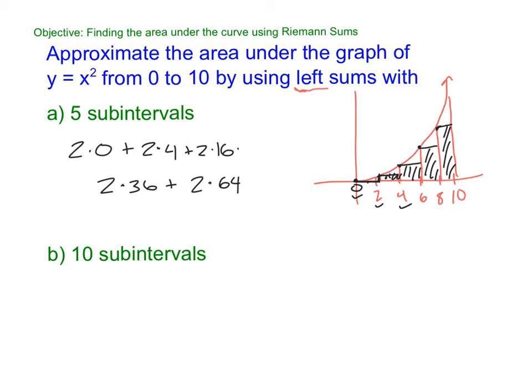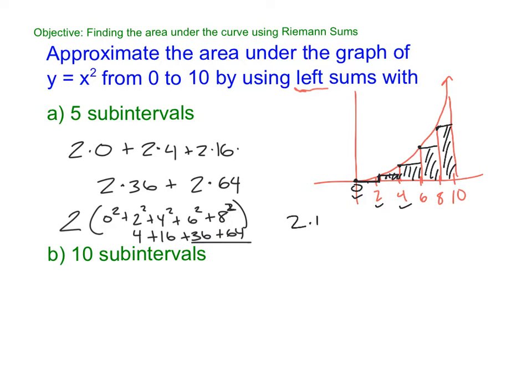So notice there is an easier way to do this. There's a 2 everywhere. So what I usually do is factor out the width for all of them, and then 0 squared plus 2 squared plus 4 squared and so on. So 2 squared, 4 squared, 6 squared, and 8 squared. And so we're just going to use that. We can plug it in the calculator or use our brains. Let's see, 36, 64, so it's 120. So 2 times 120. So our estimate is 240.